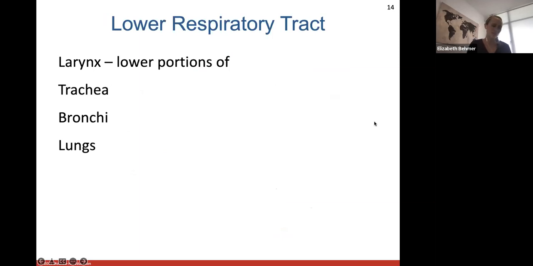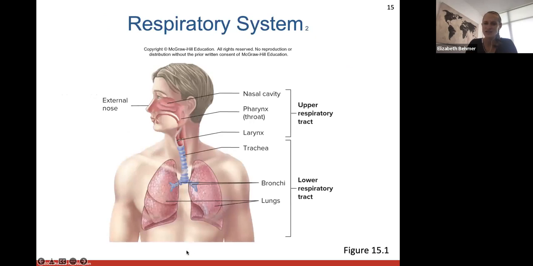Then the lower respiratory tract is made up of the lower portions of your larynx, the trachea itself, and then how the trachea splits into bronchi, which bring the air to the parts of the lungs. So here's just another look at the lower respiratory tract. You can see the bottom half of the larynx, the trachea splitting into bronchi, which then take the air into both sides of the lungs.